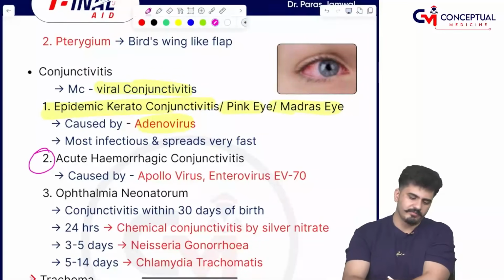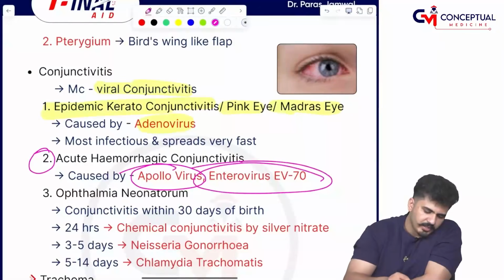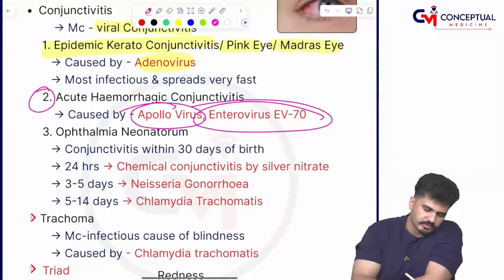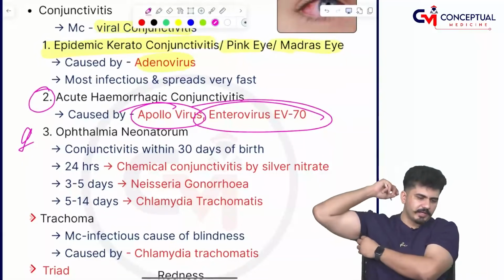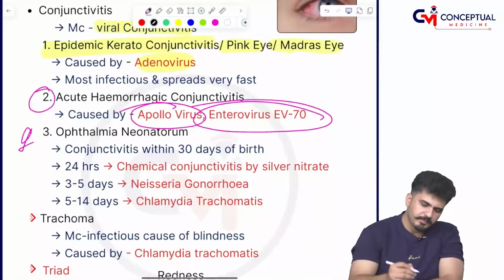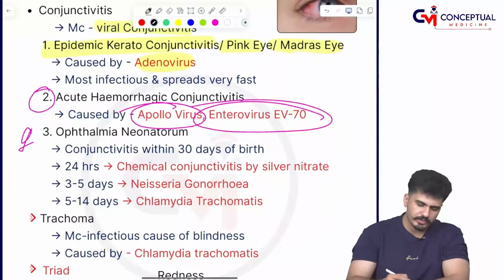The causative agent will be Apollo virus, enterovirus 70. Ophthalmia neonatorum, we have talked about yesterday also, sir. Ophthalmia neonatorum is caused by a bacteria called Neisseria gonorrhoeae, but other causes are also there.